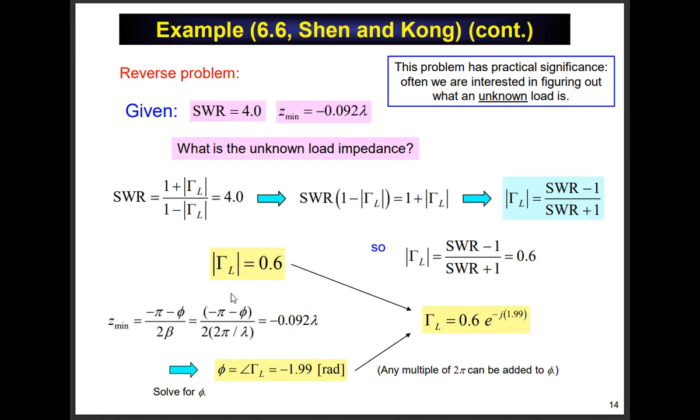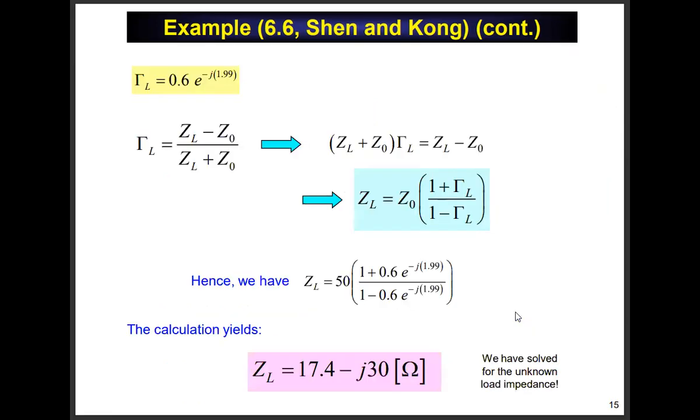We calculate the unknown phase. Again, you could add any multiple of 2 pi to it. It's not going to change anything, but it came out to be a phase of minus 1.99 radians. So you know gamma L. And then finally, just like I did in the blast, you plug in here to get ZL. So we have the problem here in the notes, and again, it was almost identical to what we did in the blast, right? Almost identical.